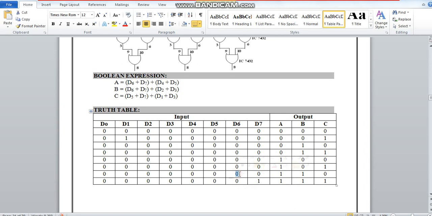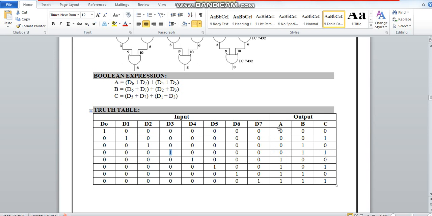When the 6th pin is 1, your output will be 110. When the 5th pin is 1, your output will be 101. When the 4th pin is 1, your output will be 100. When the 3rd pin is 1, your output will be 011. When the 2nd pin is 1, your output will be 010. When the 1st pin is 1, your output will be 001. When D0 is 1, your output will be 000. So these are my inputs and these are my outputs. When data is present in the 3rd pin, you have to get an output of 011. So that is encoding. Your data 3rd pin is available, so that data is encoded and present as 011.